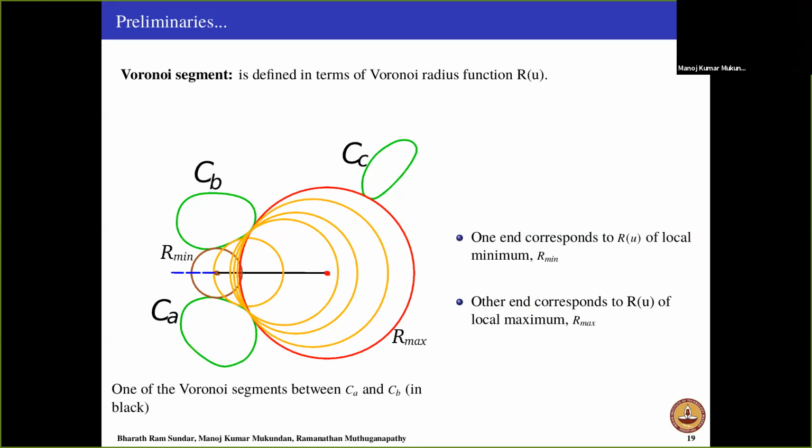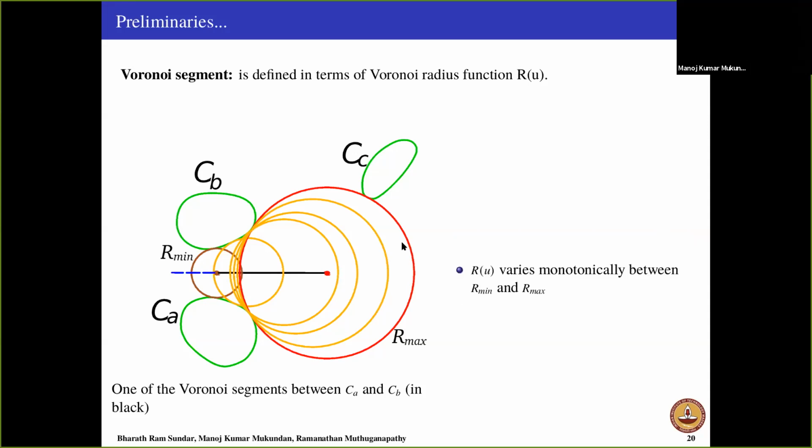A Bernoulli segment is a Bernoulli edge or a portion of a Bernoulli edge. One end of a Bernoulli segment corresponds to Ru of local minima, called Rmin, and the other end corresponds to Ru of local maxima, called Rmax. Along a Bernoulli segment, Ru varies monotonically between Rmin and Rmax. One of the two Bernoulli segments between CA and CB is shown in black color. The other one is shown in blue dashed line extending towards the left side.